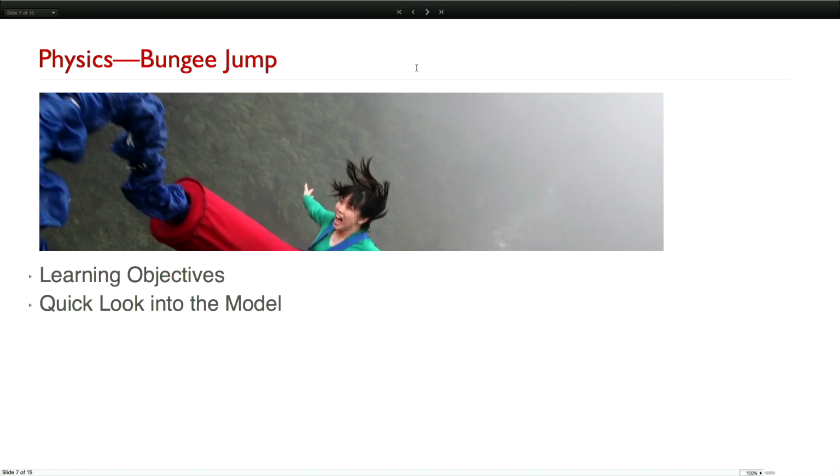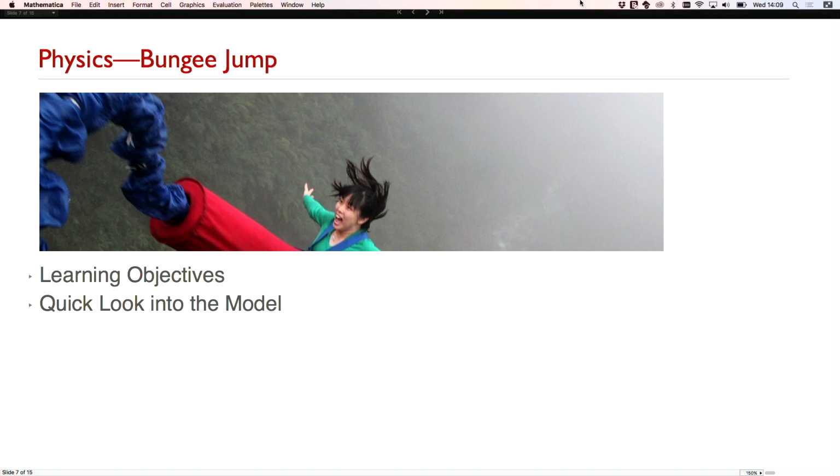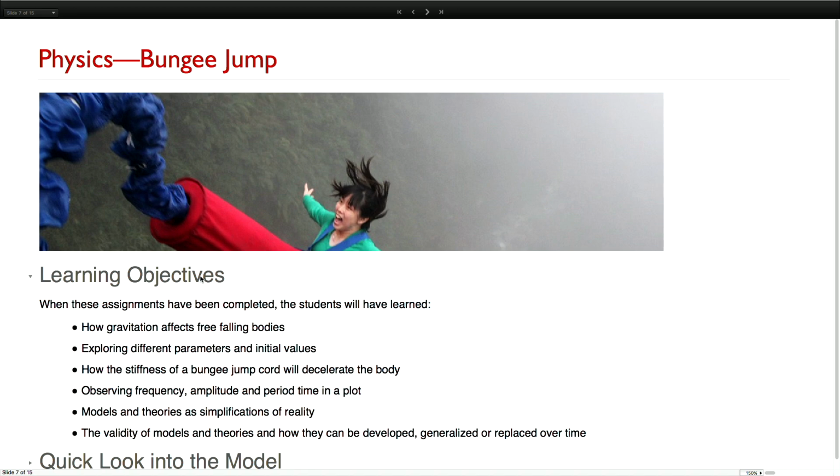So let's look at one that is more finished. It's a bungee jump. Some of you might have seen this example because a version of it is available for download at our webpage. And Frida made some modifications to it.